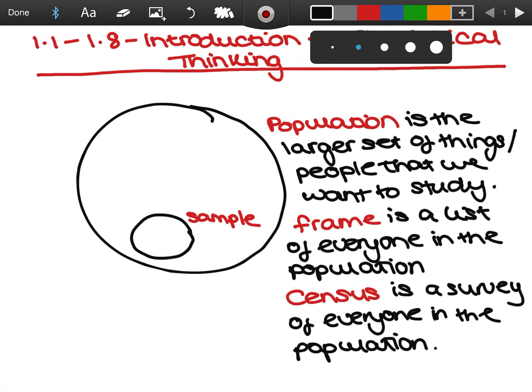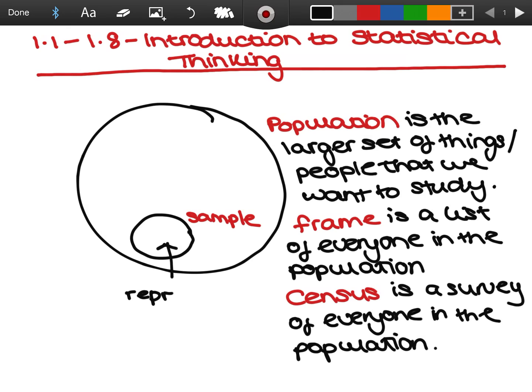Trying to get to 324 million people takes the entire year. This is why they only do it once every 10 years. So it's incredibly time consuming. Because of those two main reasons, we normally don't like to survey an entire population. Instead, what we do is survey a smaller subset of the population.